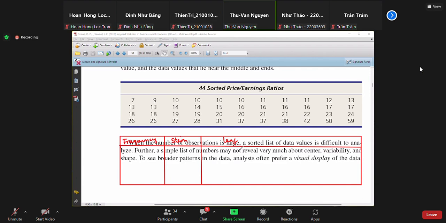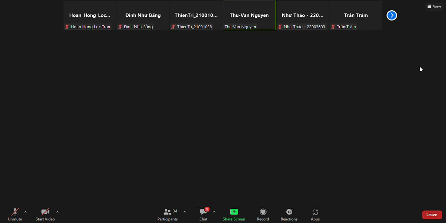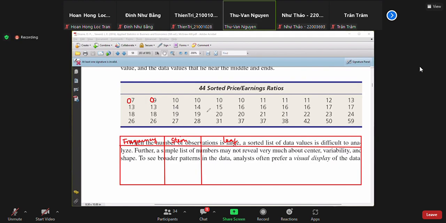Okay, so now first, let's look. We have numbers of 2 digits. All the numbers here have 2 digits. For 7, the tens digit will be 0, so 0, 7, or shortly you write 07, 09. Here we can divide each number into 2 parts. The first part is the leaf. The leaf will consist of the last digit, and the stem consists of all the other digits.